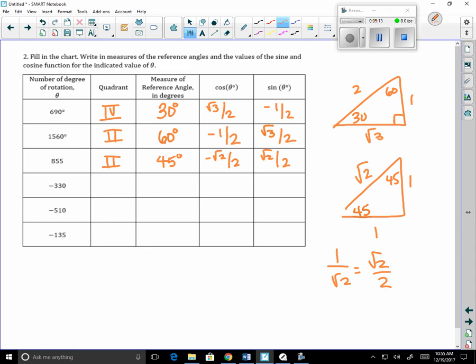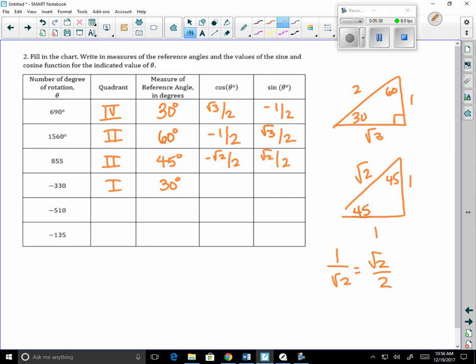The only quadrants where sine and cosine are the same sign are quadrants 1 and 3. In 1, they're both positive. In 3, they're both negative. We also talked about negative numbers today. If I take negative 330 and add 360, I get 30, which is in quadrant 1. Any angle in quadrant 1 is its own reference angle. Since I'm in quadrant 1, both sine and cosine are positive.